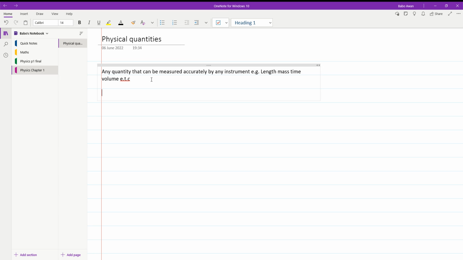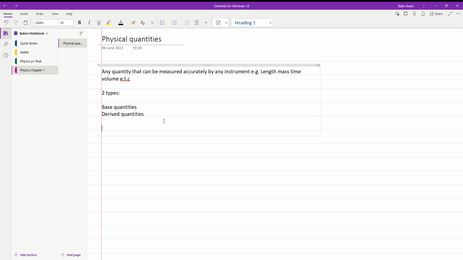Now, physical quantities have two types. And what are those two types? These are the base quantities and the derived quantities. Now, what are base quantities and what are derived quantities?